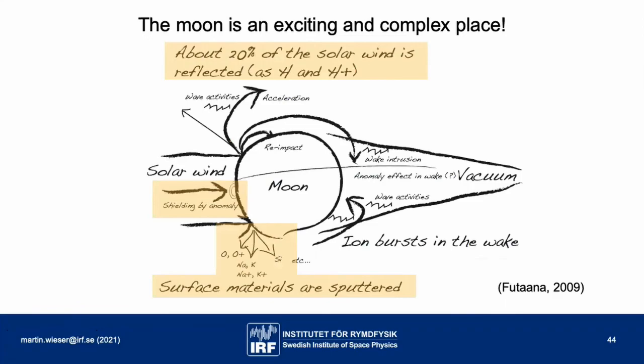So to conclude, I would like to come back to this nice drawing made by my colleague Futaana-san, which illustrates all the different interaction processes which have been discovered on the moon, which happen when the solar wind hits the surface. And indeed, the moon is not a boring place. The moon is very exciting, and it also turned out to be a very complex place. With this, I would like to close. Thank you very much for your attention.